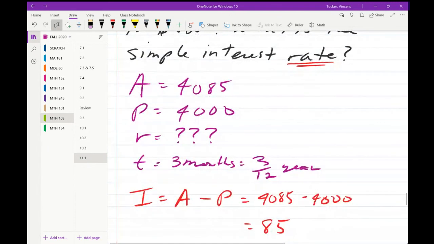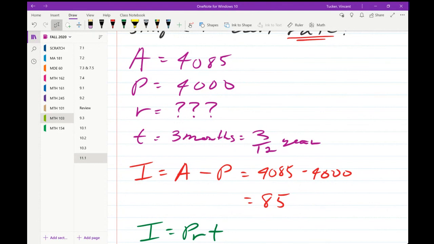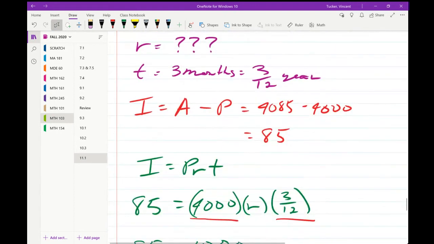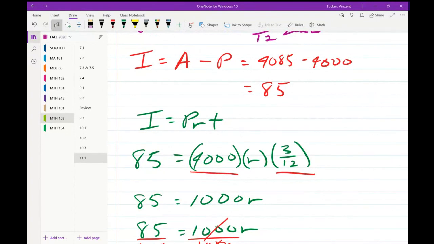All right. So let's find our interest first. That's 4085 minus 4,000, so that'd be $85 interest earned. Then from there, we can use the interest formula I = P times R times T and plug in the values that we know. So that's 85 for I, 4,000 for P. We don't know R, but we can plug in 3 over 12 for T. So that's 4,000 times R times 3 over 12. The 4,000 times 3 over 12 reduces to 1,000. So 85 equals 1,000 R.